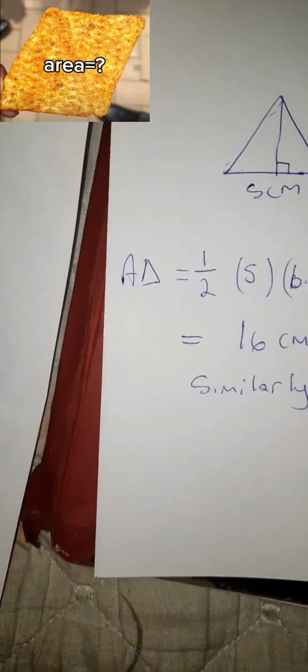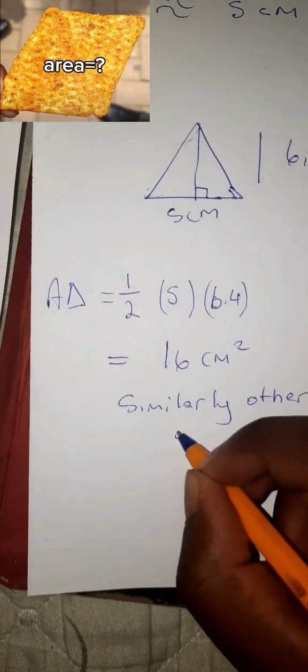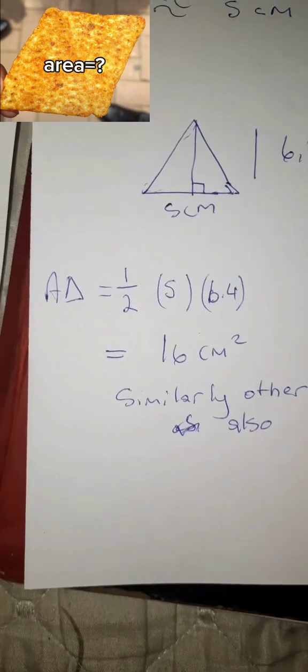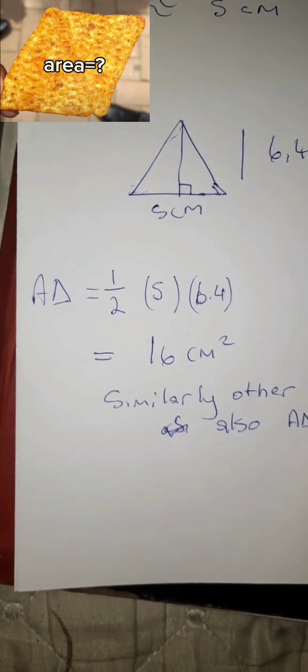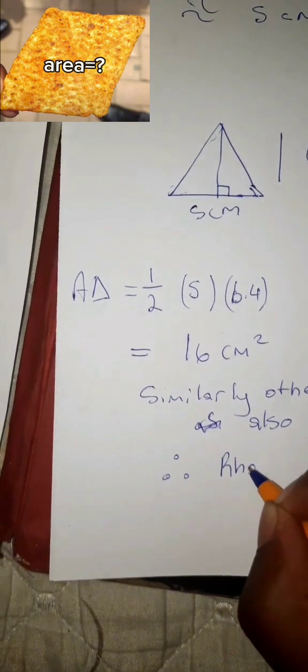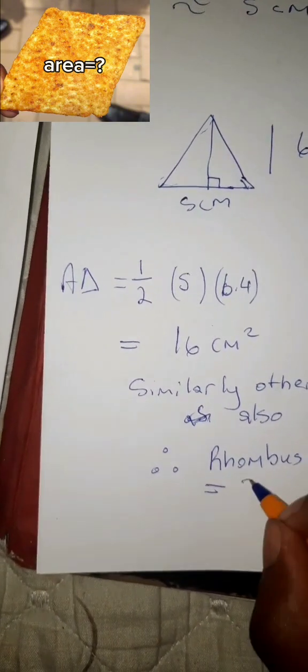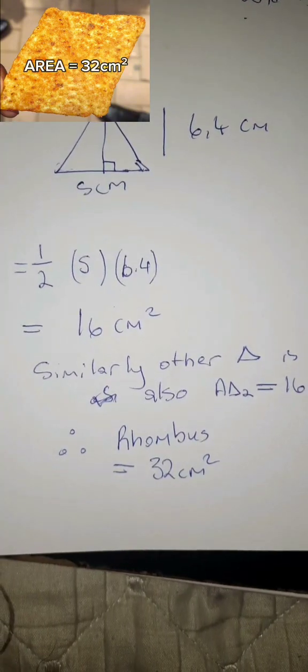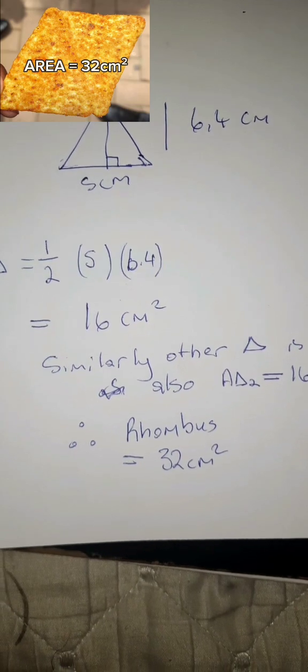Similarly, we can say that the other triangle is also 16 centimeters squared. Therefore, the rhombus is equal to 32 centimeters squared. So we basically just didn't need this.